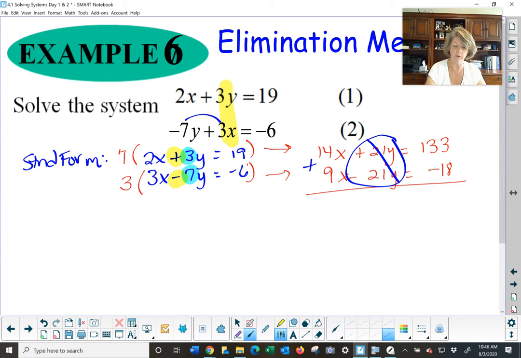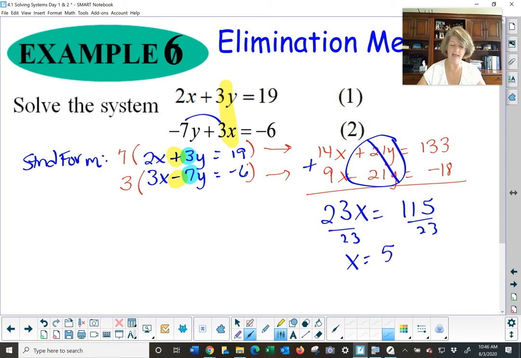Let's go through and add these equations together because we can see we're going to get elimination. That's going to go to 0, isn't it? I get 14 plus 9 is 23x equals 115. Divide both sides by 23. Believe it or not, 23 goes in there nicely, and we get x equals 5. Okay, step 1 is done. We got half of our solution. We got x equals 5.